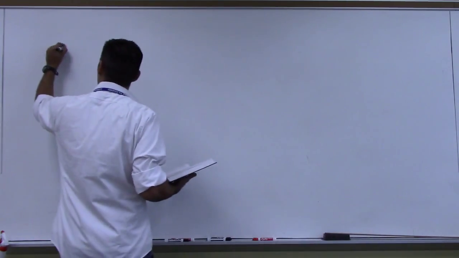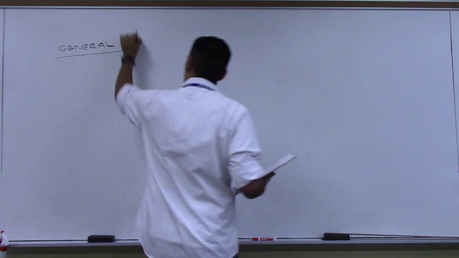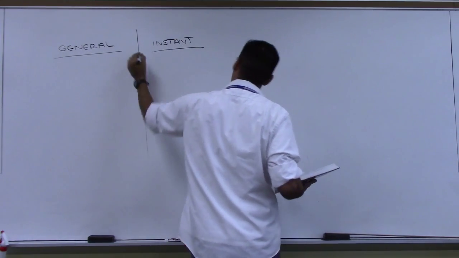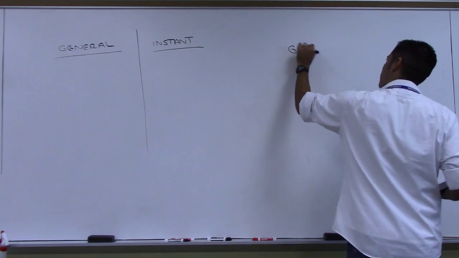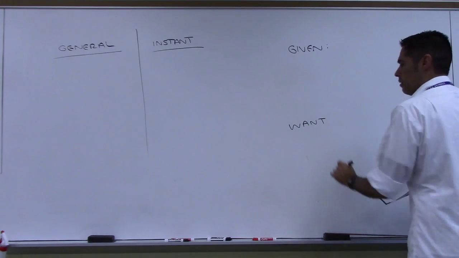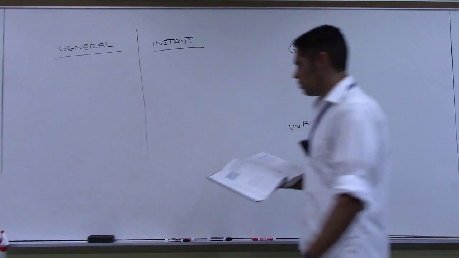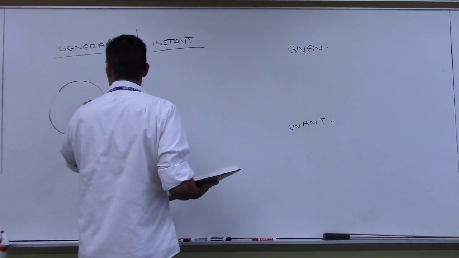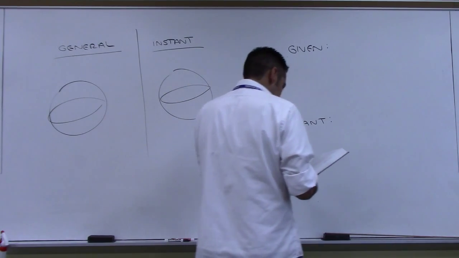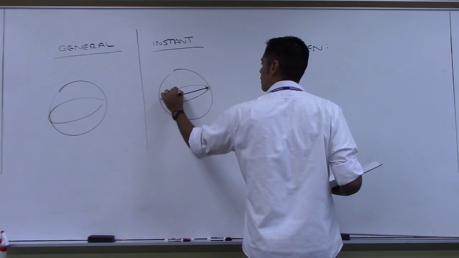So you should have a general picture. You should have the instant in time. You should have what you're given and what you want, and when you want it, right? I'm going through this quick because this was a homework problem. So I don't know if you drew a snowball, but your snowball at the instant in time, the diameter was 10 centimeters, right? All the way across, 10 centimeters.